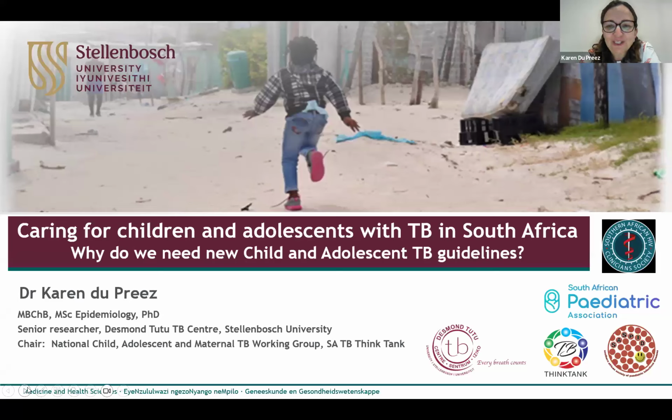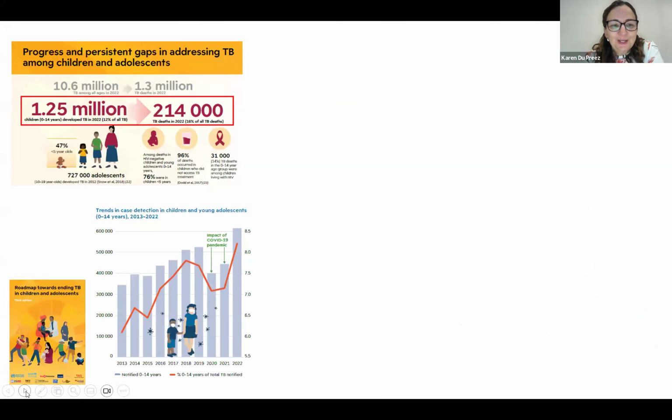And I just want to sketch a little bit of context and background to why we need new guidelines for children and adolescents with TB in South Africa. Just to give you a brief overview, a snapshot globally, of what is happening. In 2022, we estimated around 1.25 million children developed TB, and we had close to 215,000 TB deaths in children 0 to 14.